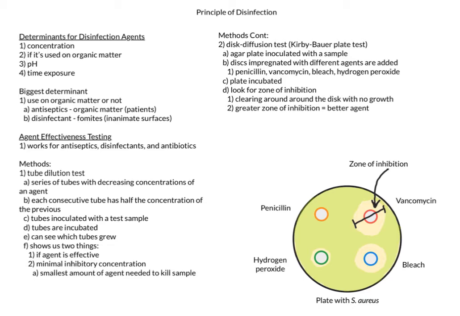These can then be compared, and in our example, vancomycin and bleach both were able to kill staph pretty well. However, hydrogen peroxide could only kill it a little bit, and penicillin had no effect whatsoever.